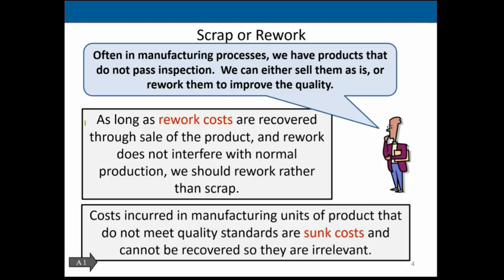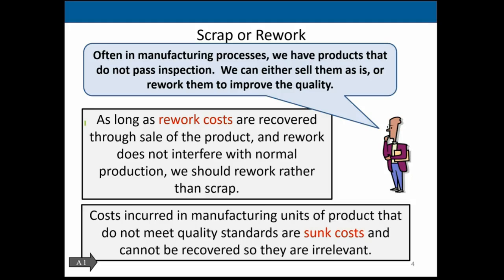So costs incurred in manufacturing units of product costs that do not meet qualifications are sunk and costs cannot be recovered. That means what we do not want to consider here is, once the item has gone through the production process and we said it's not up to inspection, then the cost of us producing it the first time is sunk. We don't need to consider that at the point in time that it has been scrapped. It shouldn't be in our decision making.